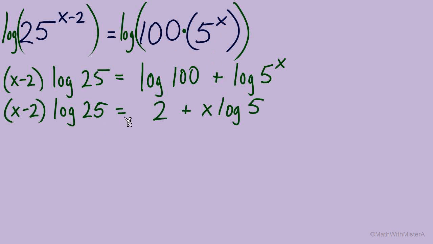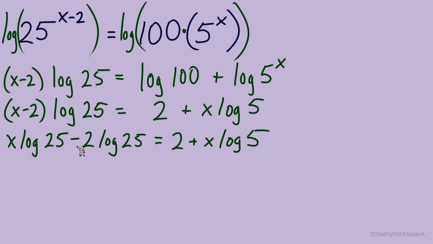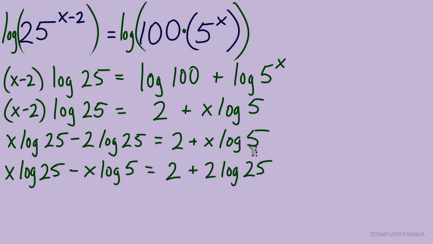Now some more moves. The left side I'm going to keep as is for now. The right side, log 100, make that into the 2. This log 5 to the x, bring the x out front, that exponent, bring it down. Now I see terms with x in different places. I'll need to multiply out, distribute, and collect terms with x on the same side. On the left, distribute the log 25. I get x log 25 minus 2 log 25. Right side is the same, no change yet.